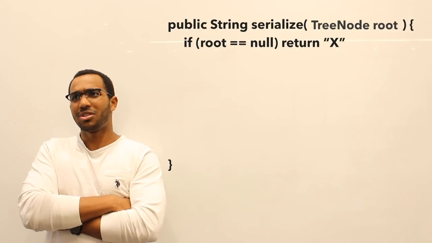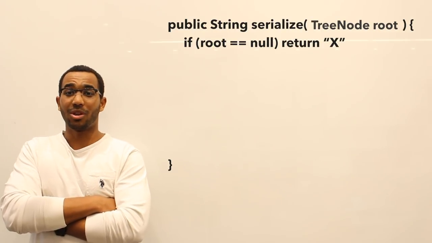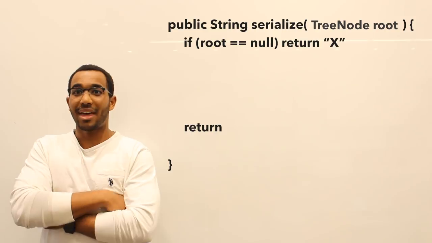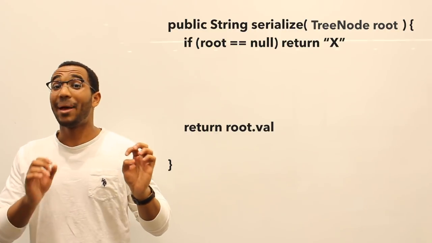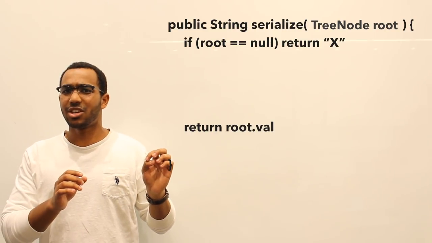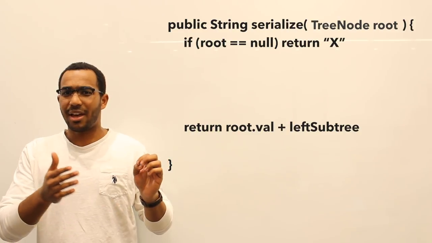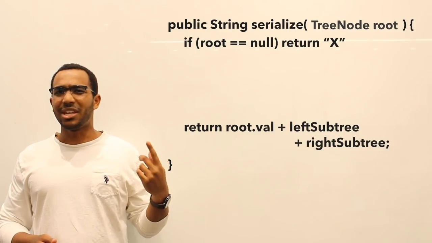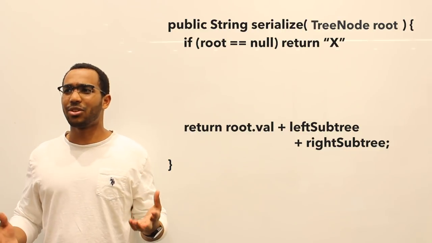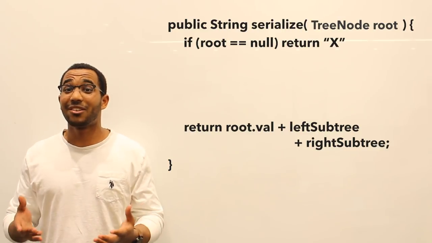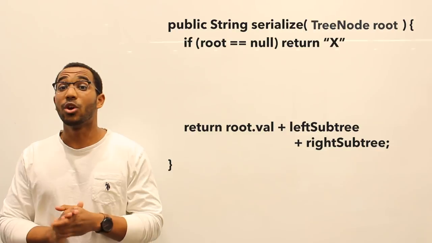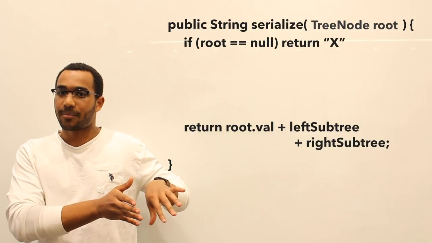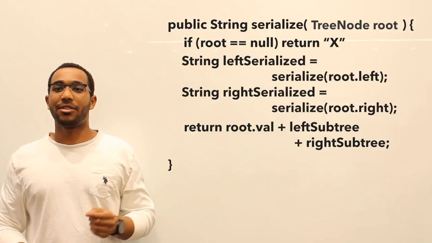Well, if the node does have a value, what we're going to want to return is that value appended to the serialization of the left subtree and the right subtree. But the problem is, how did we even get those two serializations? We need to find them. So what we do is we defer the work. What we do is we do that right there.